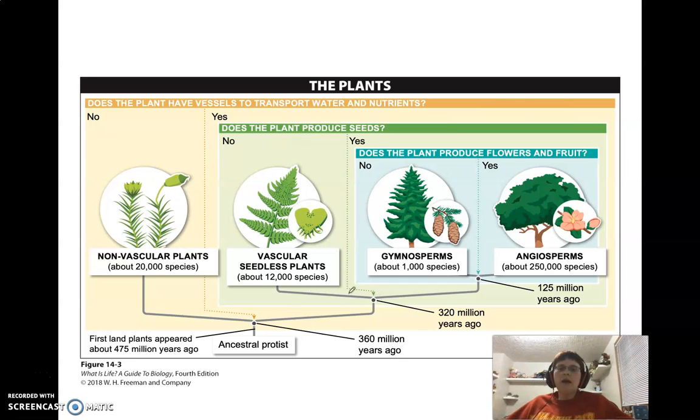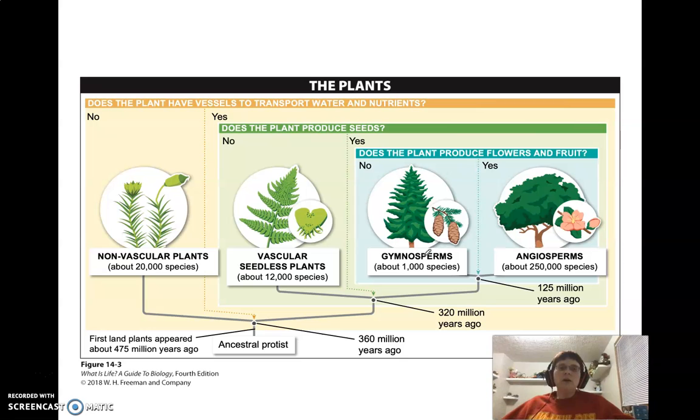Then you go up and we've got another split where we've got vascular seedless plants. And we'll talk about what vascular means, but it is what you are probably thinking. They have a vascular system like we do. Our vascular system is our heart and our veins moving our blood around. Trees and other plants don't have hearts, but they do have the equivalent of veins and arteries. So these guys have them. Our non-vascular plants over here don't.